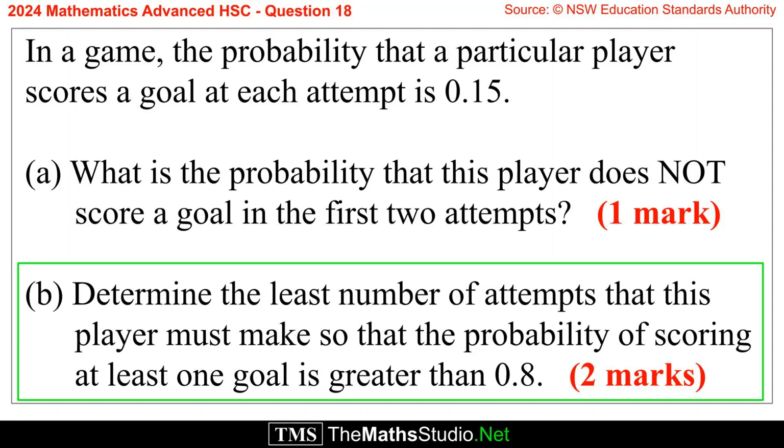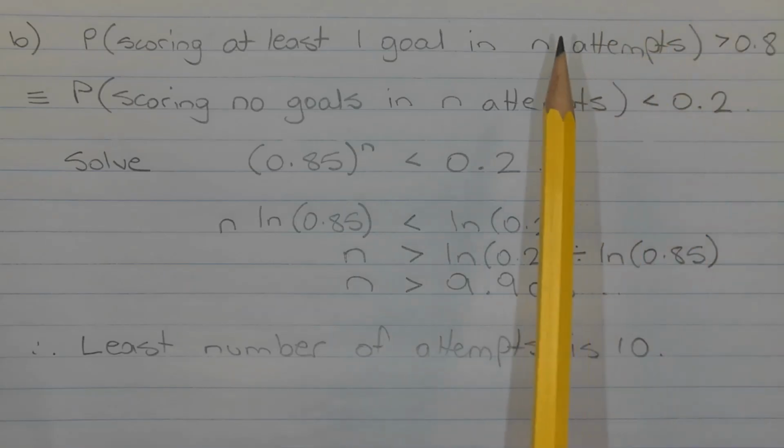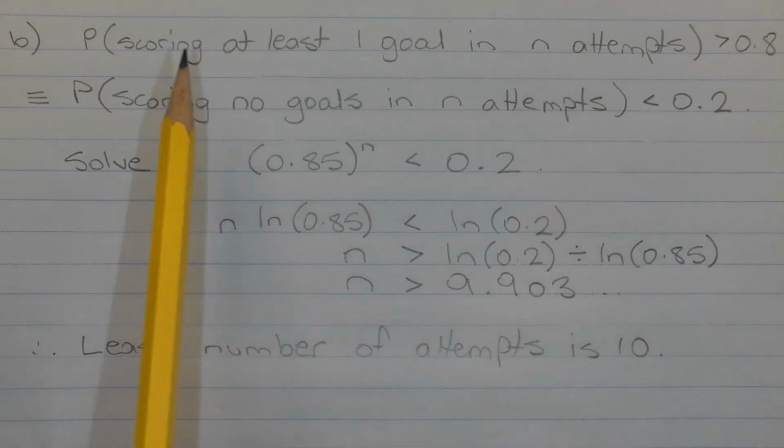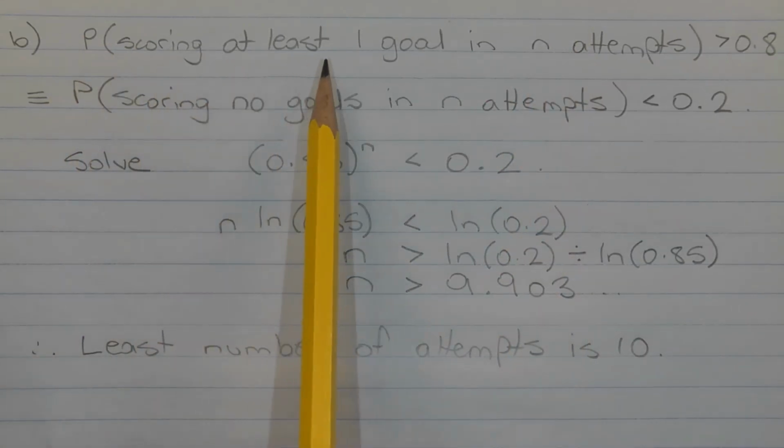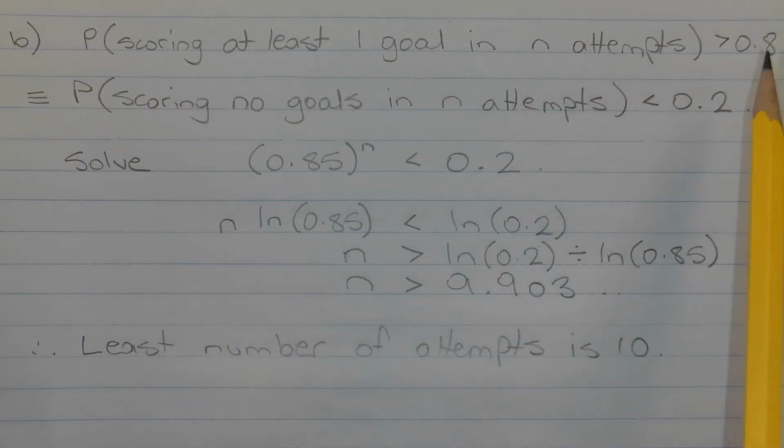Part B. Determine the least number of attempts that this player must make so that the probability of scoring at least one goal is greater than 0.8. We want to find an integer value of n such that the probability of scoring at least one goal in n attempts is greater than 0.8 or 80%.